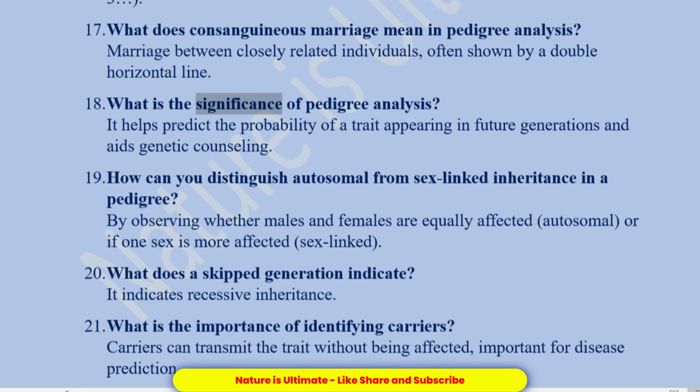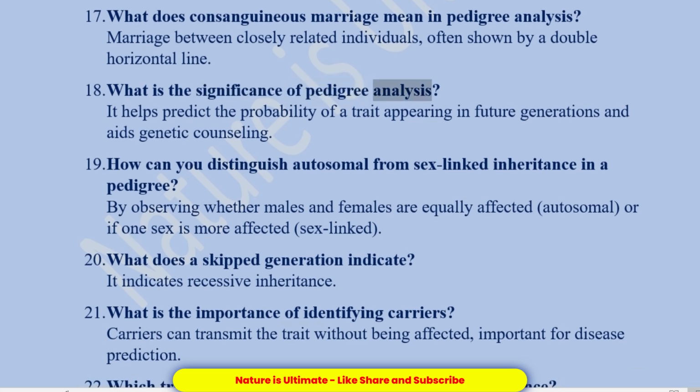What is the significance of pedigree analysis? It helps predict the probability of a trait appearing in future generations and aids genetic counseling. How can you distinguish autosomal from sex-linked inheritance in a pedigree? By observing whether males and females are equally affected, autosomal, or if one sex is more affected, sex-linked.